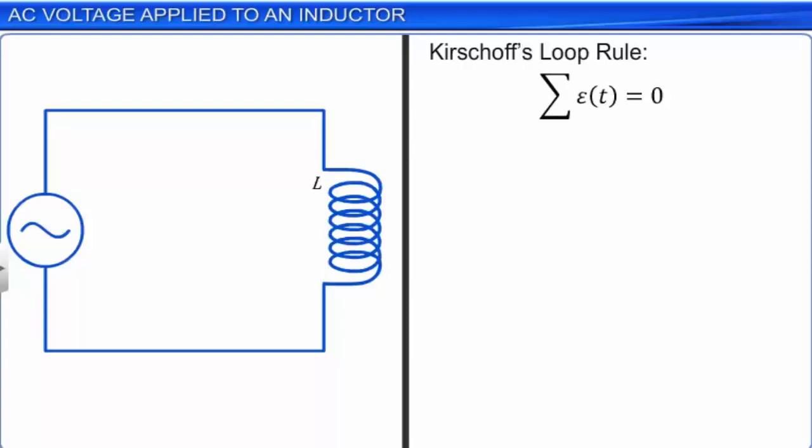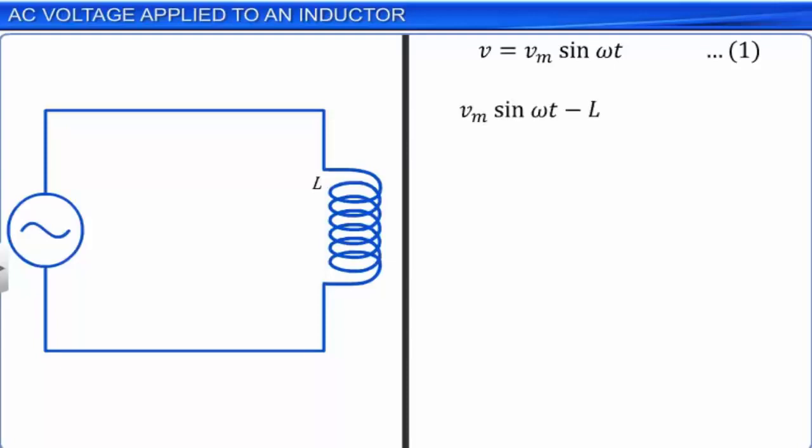The voltage across the source of alternating current is V equal to Vm sin omega t, where Vm is the amplitude of the AC voltage, omega is the angular frequency, and t is the time. Let this be equation 1. Applying Kirchhoff's law to the purely inductive circuit, we get Vm sin omega t minus L di by dt equal to 0. Here, Vm sin omega t represents the potential difference applied across the circuit, and the term L di by dt represents the self-induced EMF in the inductor.